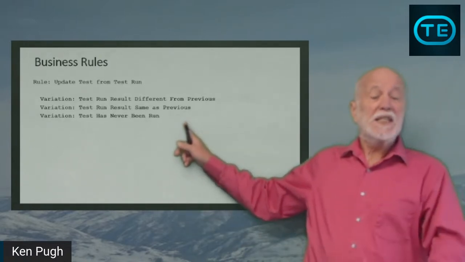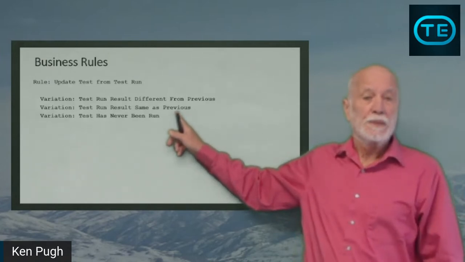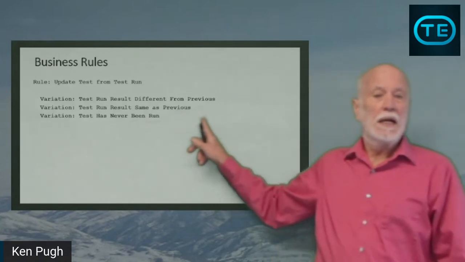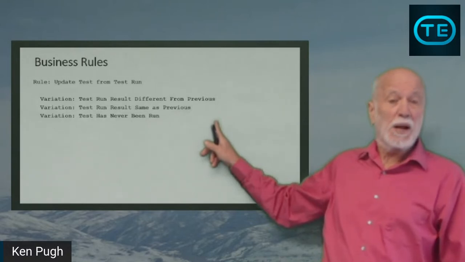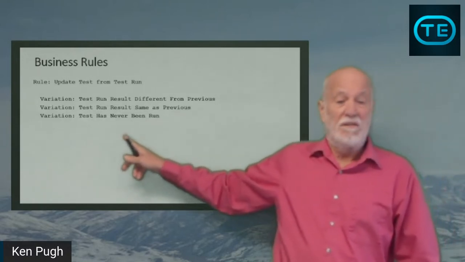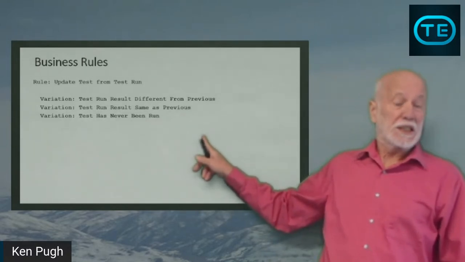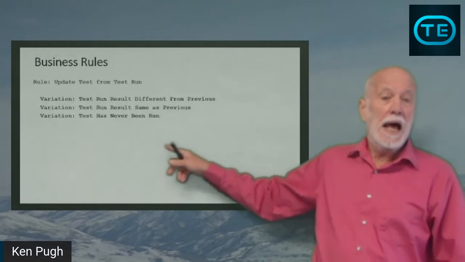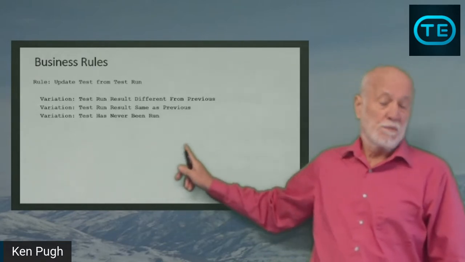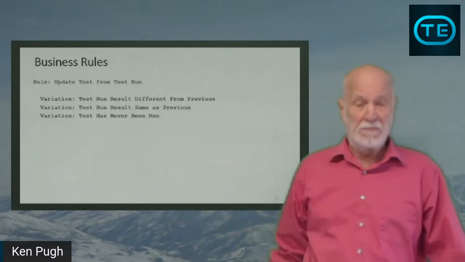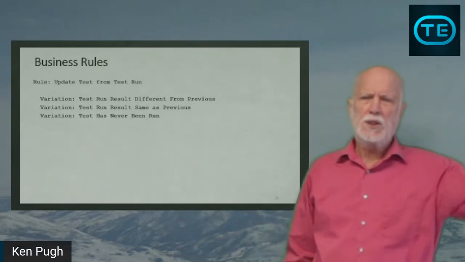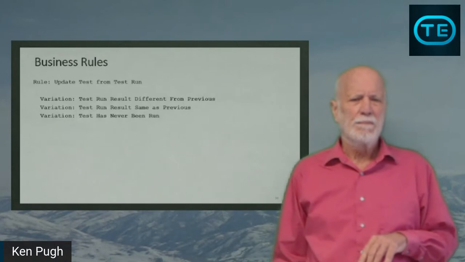We want to update the test from our test run. So we have a variation. Let's see, the result is different than the previous. We have a variation where the result is the same as the previous. And we have a variation where the test has never been run. So we'd like to check all of those three things.